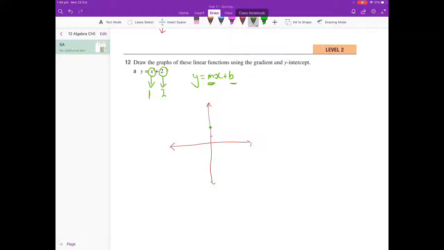After that, all we need to know is our gradient, so every time we go over 1, we go up 1 because we have a gradient of 1. So pretty easy to throw in a couple of points there. And there's our straight line. Alrighty, moving on to our level 3 one in a sec.